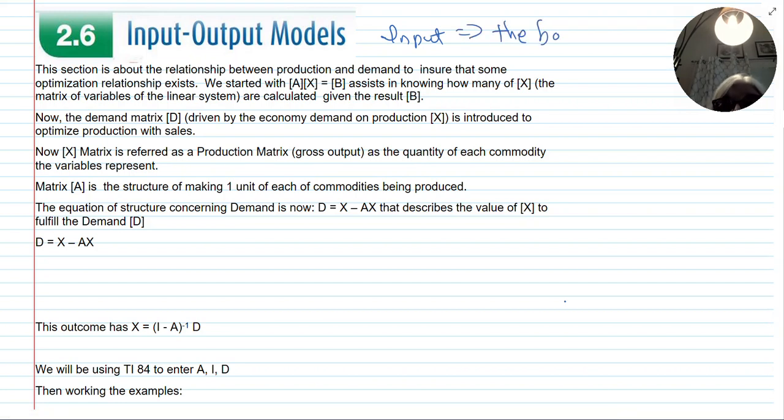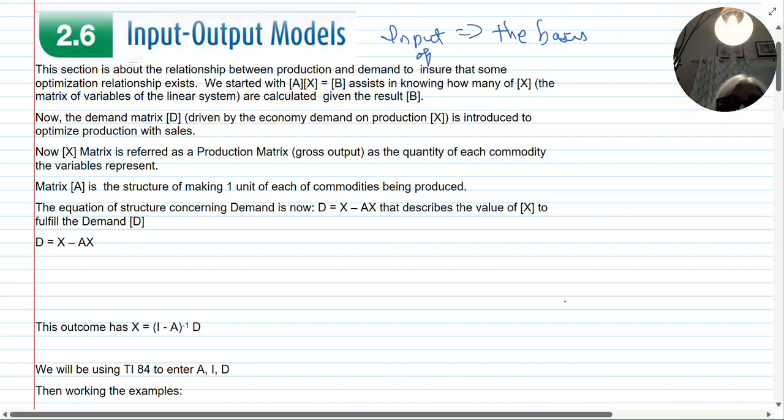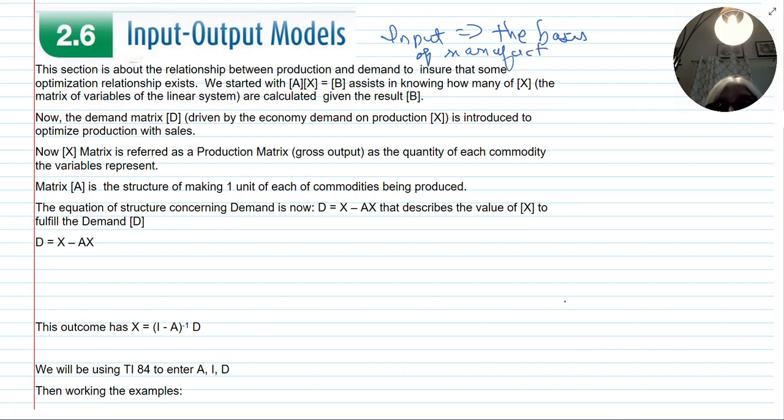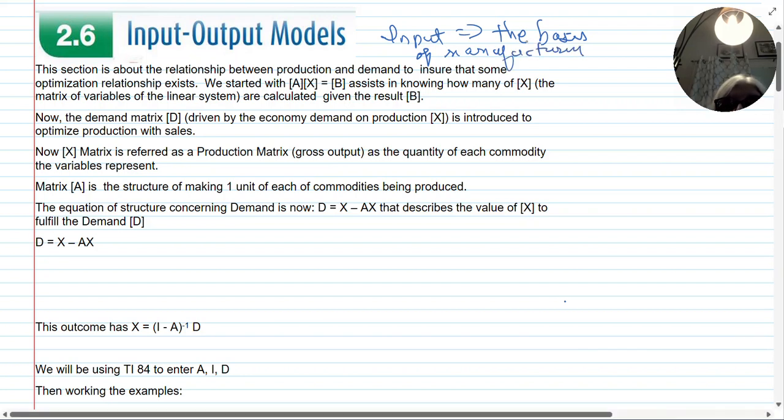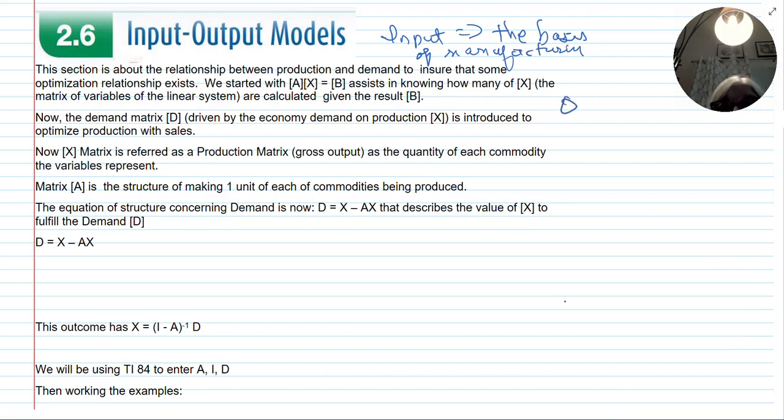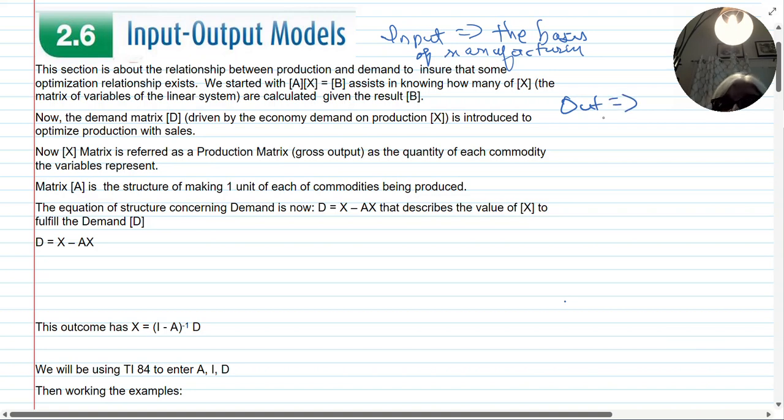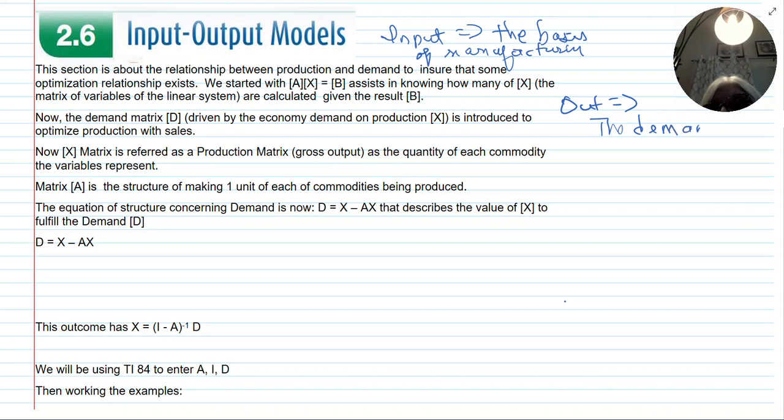The basis of manufacturing and output in this case is going to call the demand. The demand is what is needed to produce. It is a simple section, but it is poignant into other ideas of this concern.